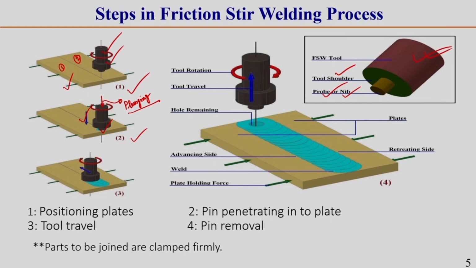It is a very slow process, you should keep it slow. This plunging time can vary from 5 to 30 seconds also. So, this plunging time depends on what type of workpiece material we are using and what type of tool geometry we are using. Okay, because depending upon the material type and tool geometry, this plunging time is dependent.